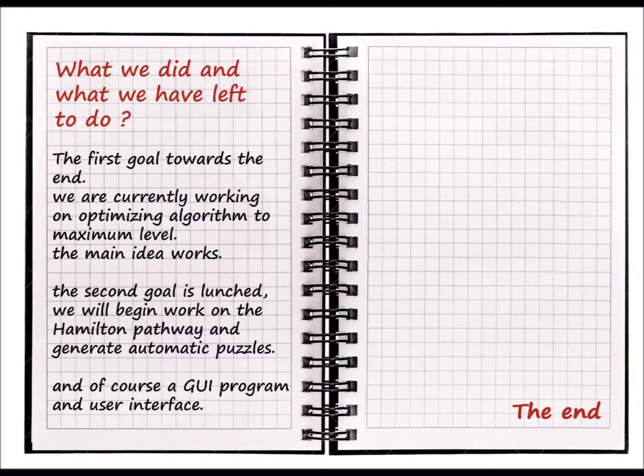So, what we did and what we have left to do. The first goal is toward the end. We are currently working on optimizing the algorithm to the maximum level, as the main idea works. The second goal has been launched. We will begin work on the Hamiltonian path and generate automatic puzzles. And of course, a GUI program, a user interface.